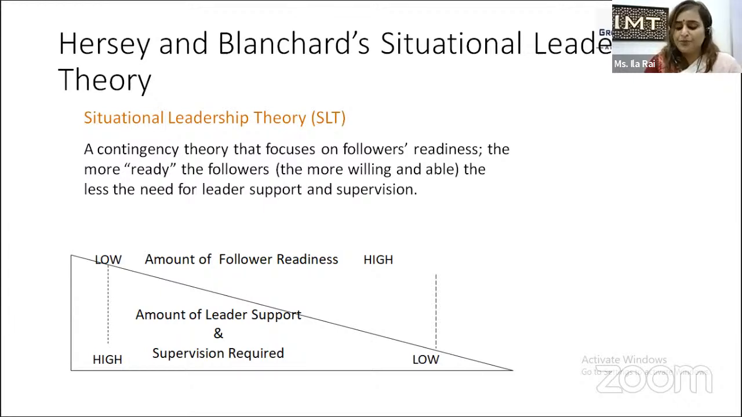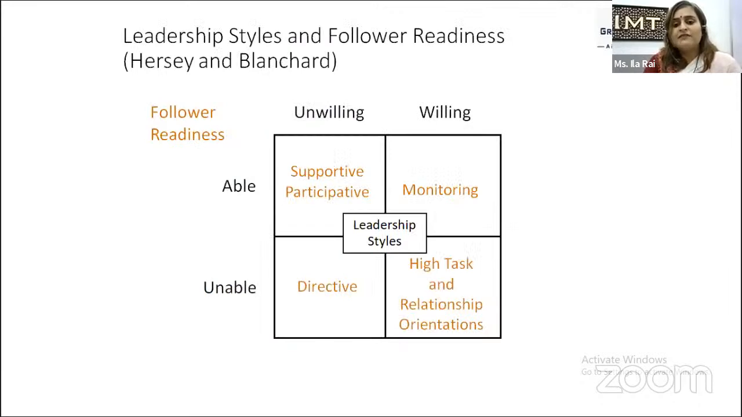Hersey and Blanchard also gave us four leadership styles based on the followers' readiness. As you can see in the diagram, there are four boxes. On one side, we have able and unable. On the second side, we have unwilling and willing. If a follower is able to perform the task, that means he has all the qualities and knowledge to perform the task, but he is unwilling to perform it, then the style of leader should be supportive leadership style.